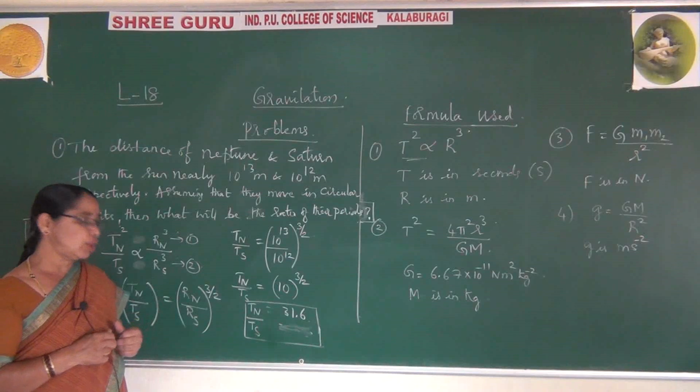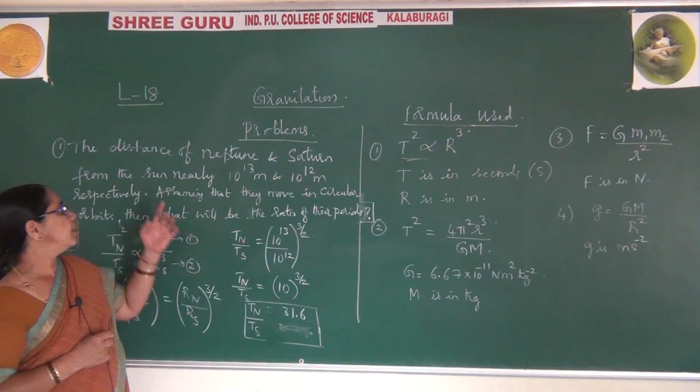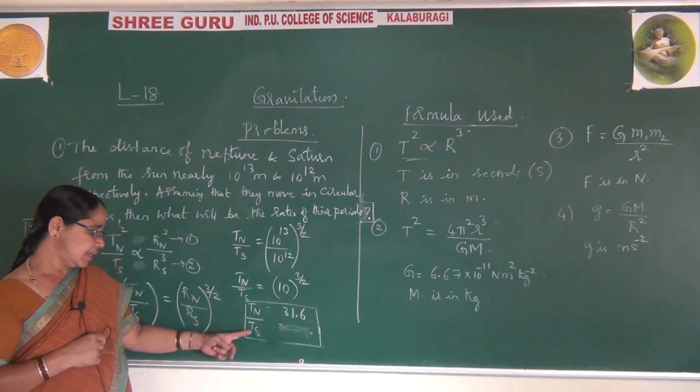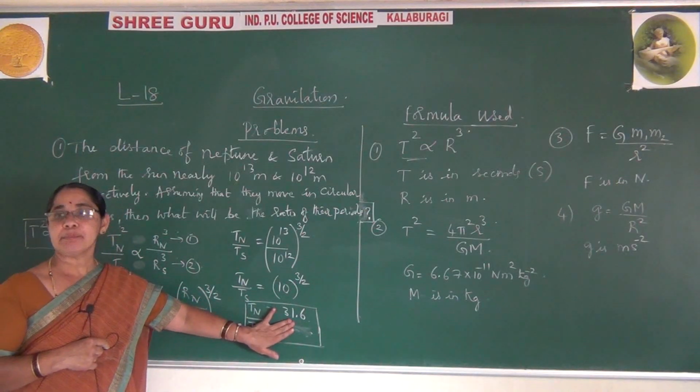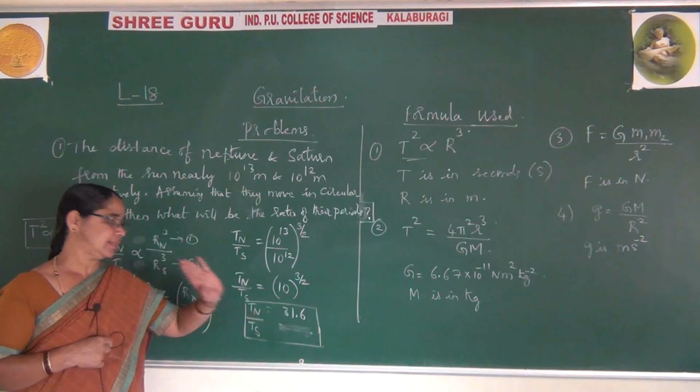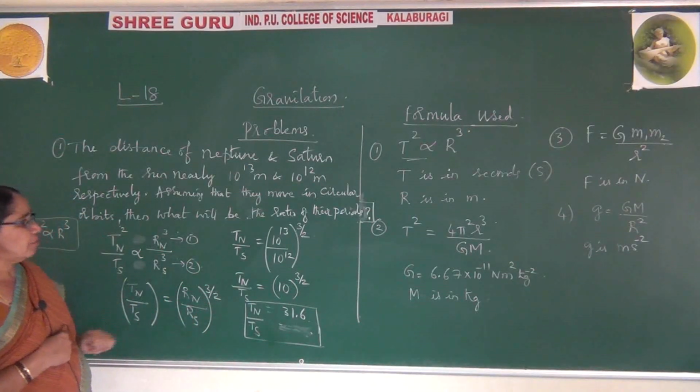Since there is a ratio, there is no unit for this, because time is expressed in seconds. This is also seconds. Seconds will get cancelled. You get only the mere number. You will never get units. I think you have followed this.